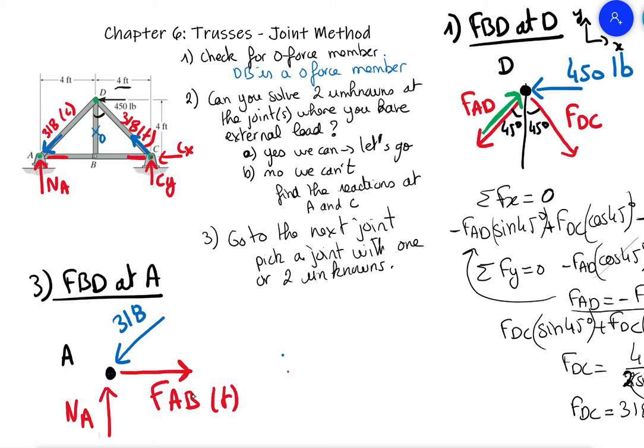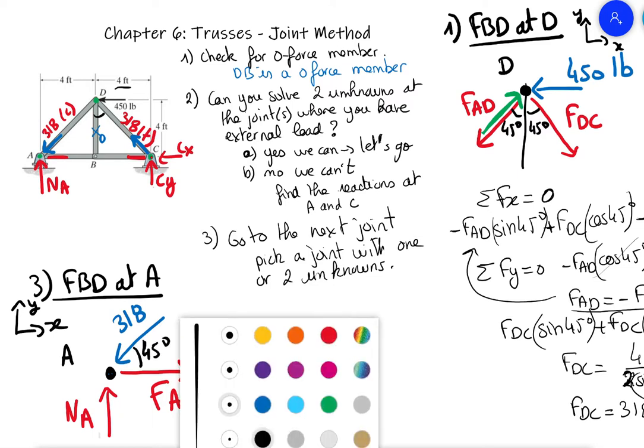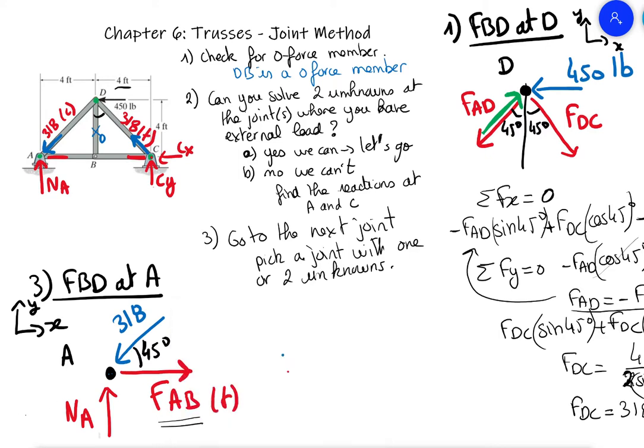Let's solve for FAB. We need two axes, X and Y, and we also know that this angle is 45. What do we use to solve for FAB? We use the forces on X. Sum of the forces on X is equal to 0. So minus 318 cosine 45 degrees plus FAB is equal to 0. So FAB is equal to 318 cosine 45, and it's 225 pounds.